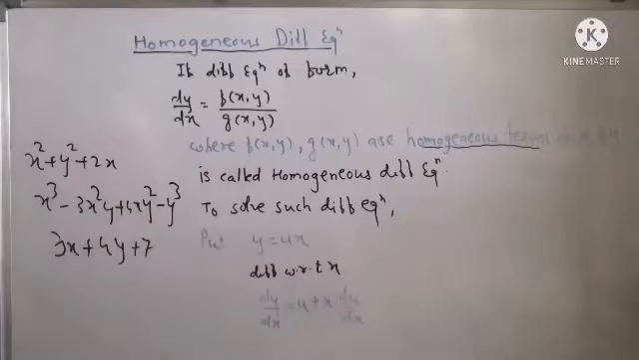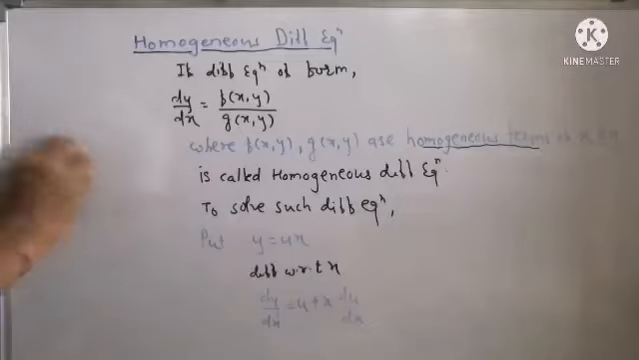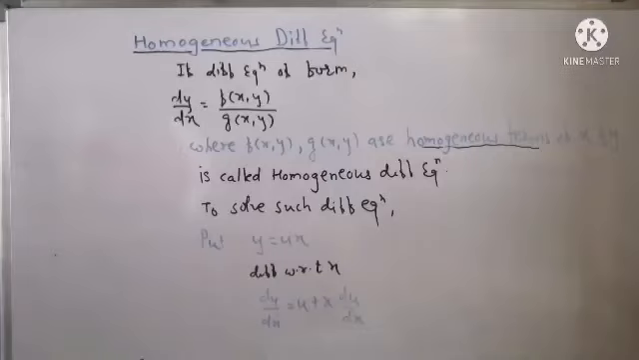Now, if the given differential equation is in terms of homogeneous terms of x and y, such an equation is called a homogeneous differential equation. As you understood, first we learned variable separable differential equation. Now homogeneous and variable separable are two different types of differential equation.